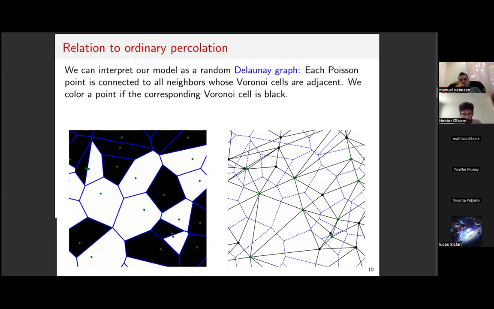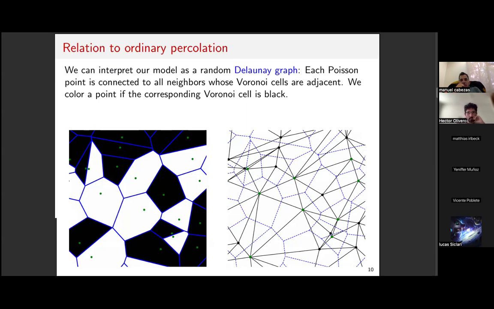Here you see the same picture on both sides. This is what you saw before. What we now do is form a random graph where the vertices are the points of the Poisson point process, and we form an edge if the Voronoi cells are neighbors. This is what you can see here now. Then we can do the same thing as before: we color the vertices of this resulting random graph black with this probability P that we had as a parameter.